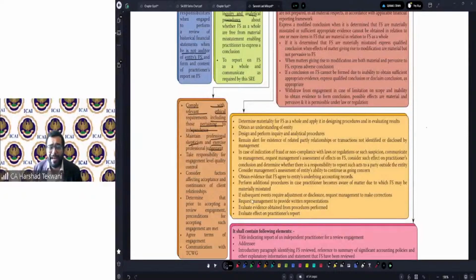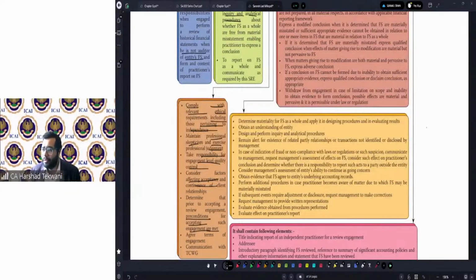Responsibility is required to be taken at the engagement level by the partner. The same engagement quality control, SQC 1, will be applicable. You need to check client acceptance and continuance the way you do in SA 210 and 220. You need to determine whether the preconditions for accepting the engagement are met.